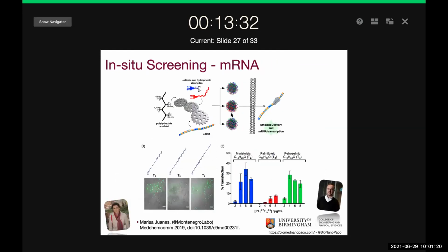We've also explored using this to deliver messenger RNA, which is very sensitive, and it basically breaks up on looking at it. And it kind of works, it does work. Again, these long fatty aldehydes seem to do the work.